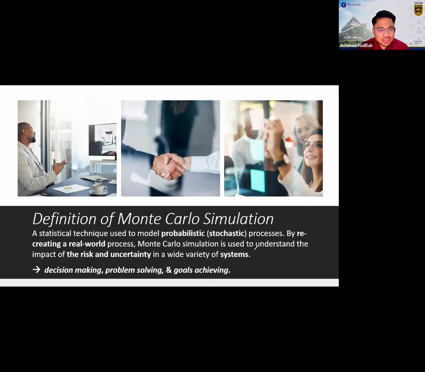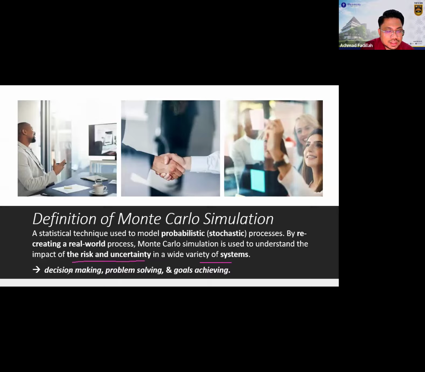And Monte Carlo simulation is used to understand the impact, the risk, and the uncertainty in a wide variety of systems. So Monte Carlo is not only about business; it can be used in medicine, even in agriculture, and in other business sectors. The key points of using this Monte Carlo simulation are decision making, problem solving, and goal achieving.